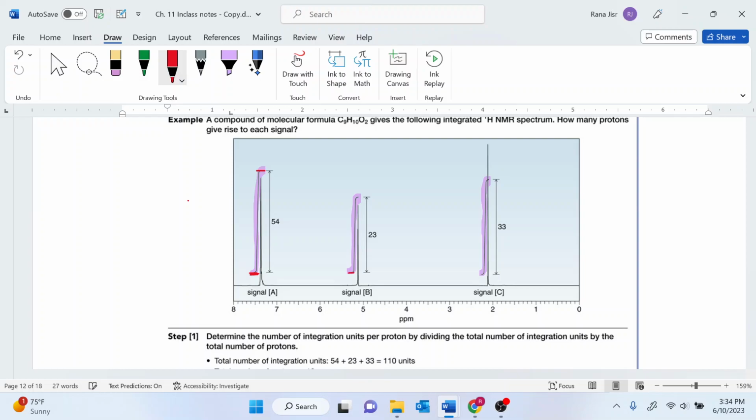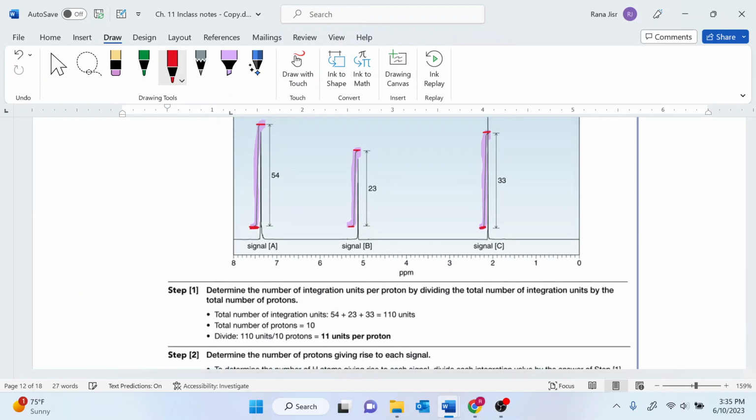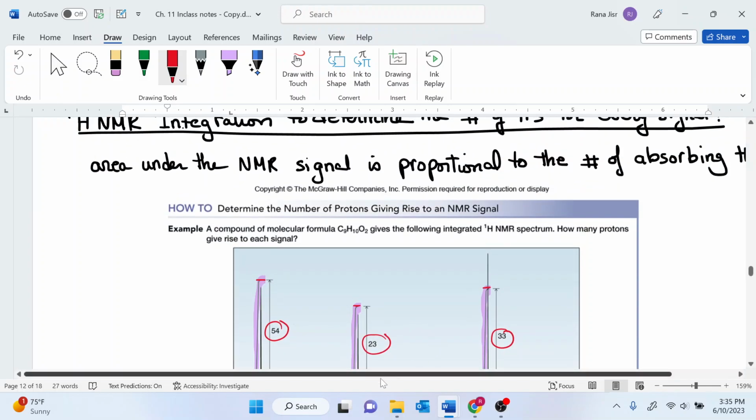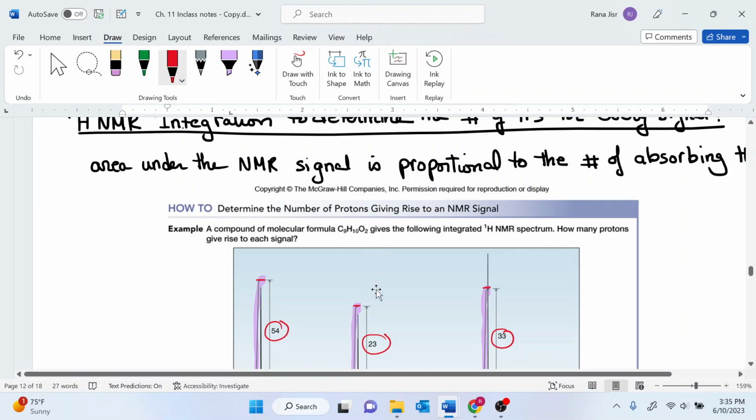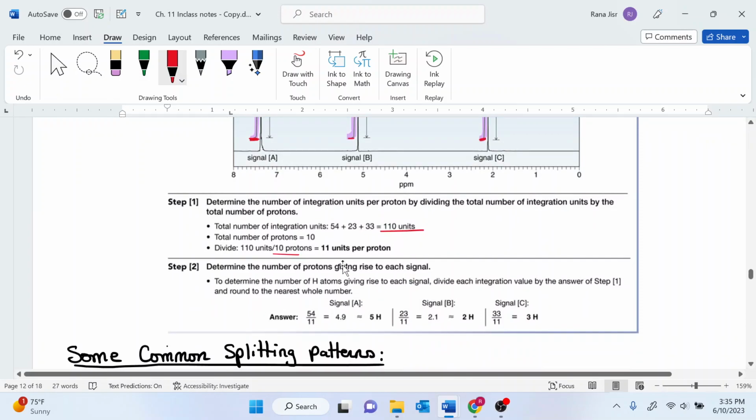You can measure in inches or in centimeters. Measure all of these integral values and add those up. So the first thing that you would do is add them up, and you're going to end up getting a number. You take that number and you divide it by the number of hydrogens that you have in your molecular formula. This is why you cannot do any integration unless you know your molecular formula. So you divide by 10 hydrogens in there and you get the number of units per proton.